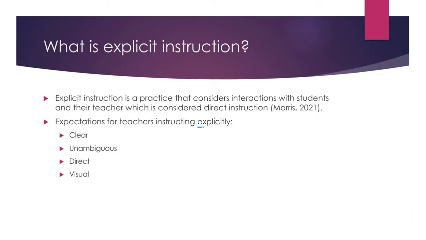So to begin our presentation, we'll start with what is explicit instruction. Explicit instruction is a practice that considers interactions between students and their teacher or teachers, which is considered direct instruction. Expectations for teachers teaching this way are that they are clear, unambiguous, very direct, and visual, and this helps encompass all students, including diverse learners.